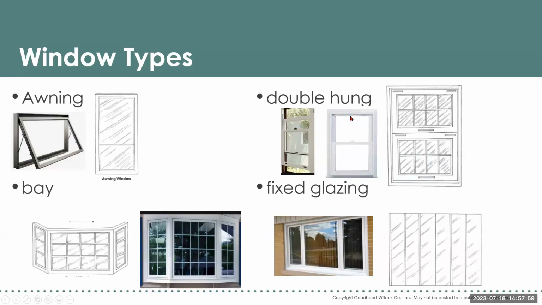A double hung has two windows that open and you open it up. A bay window creates a pop out. It's three panels, one larger and the two on the side at an angle to create almost like a little piece of a hexagon. And then your fixed glazing is fixed glass set there where they do not open.